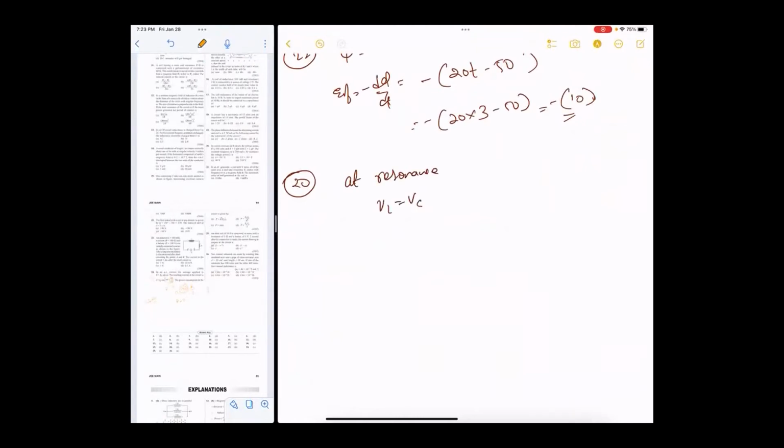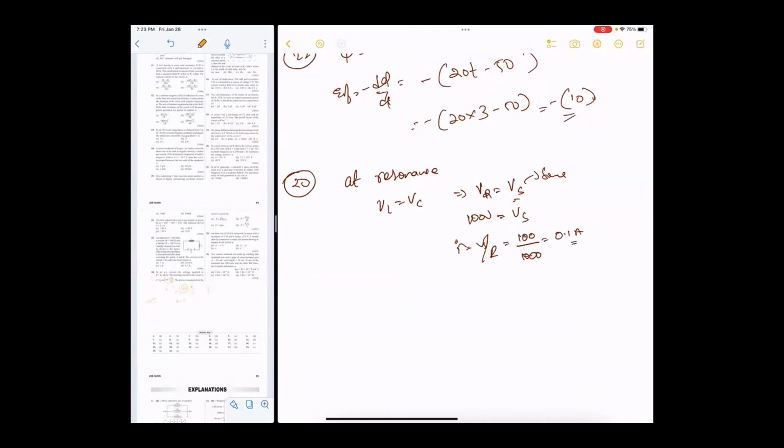VL is equal to VC. VR is equal to VS. S means source. He said this is 100 volts, which is the voltage of the source. Current is V by R, so I is VS by R. VS is 100 by what is the resistance value? 1 kilo ohm, 1000. So 0.1 ampere. That is the I value.